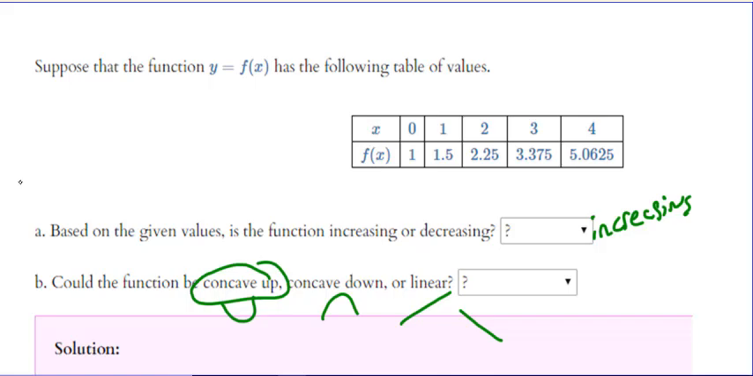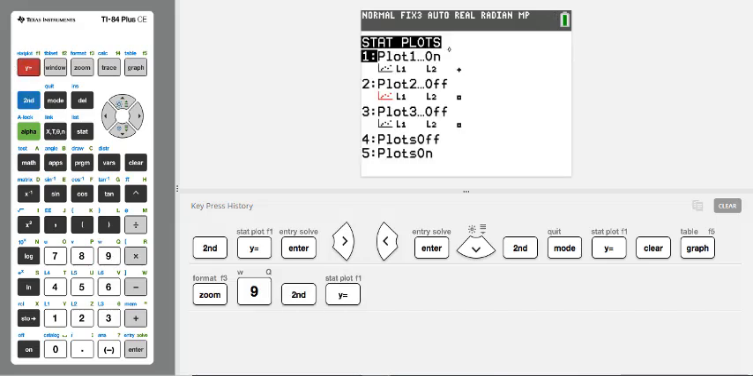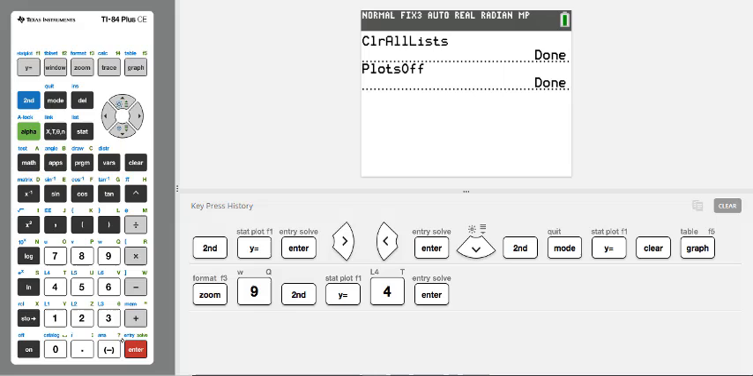Oh, before I go, whenever you turn your stat plots on, when you get done using them, go ahead and turn them off. That would be second y equals, and if you hit number 4, enter, it turns them back off, and you won't have any issues when you're going to graph anything else. If you forget to do that, you're going to get what's called a domain error when you go to plot, and that's why. So as soon as you get done, make sure you turn them off, okay? Keep you from having a really hard time with some problems.